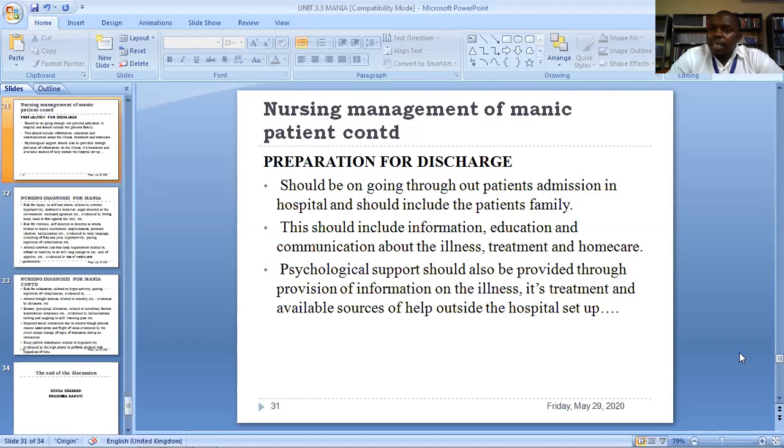Also ensure that you explain each and every procedure you do on the patient and his or her relatives. This promotes cooperation.